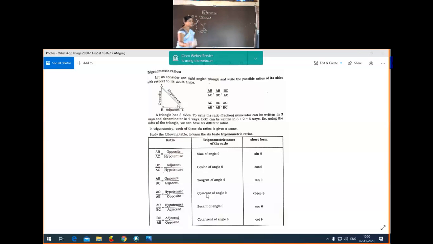ABC is a right angle triangle. So, ratios. Oh yes, I got the answer. Ashwit Nayak gave the answer. Yes, 6 ratios. Ashwit, your answer is right. How 6 ratios? See here.